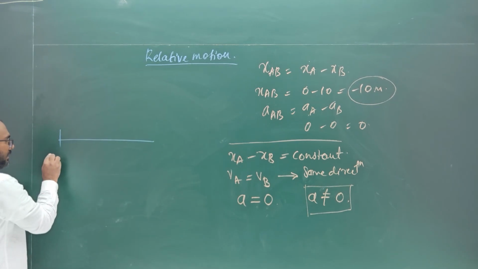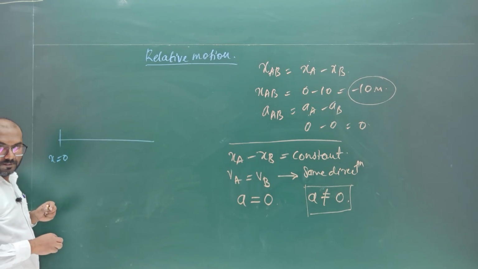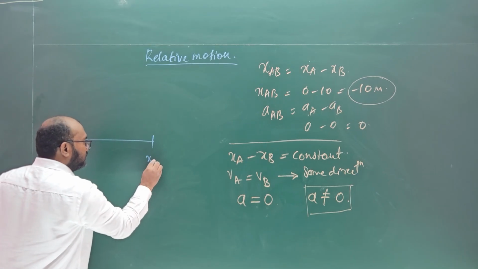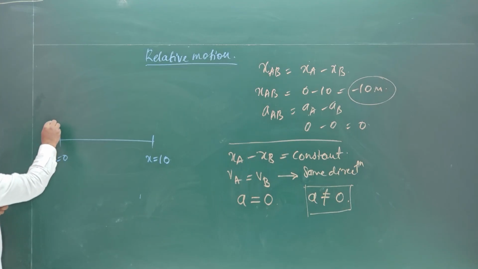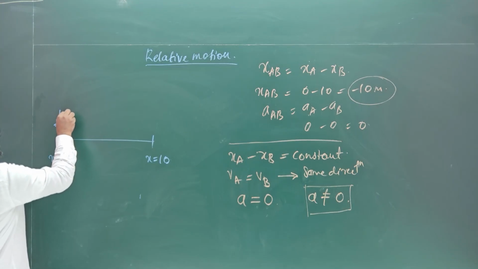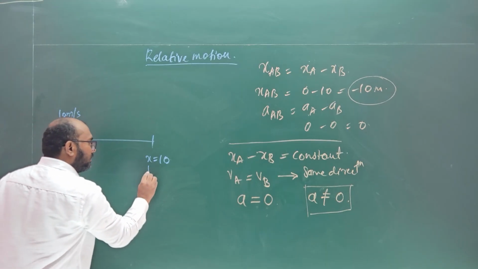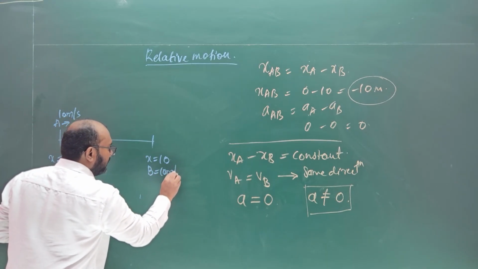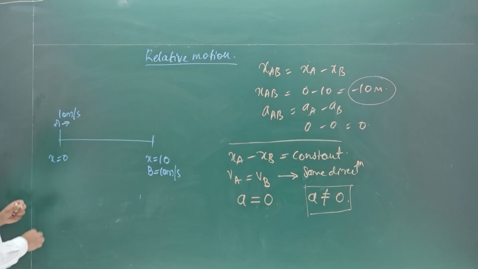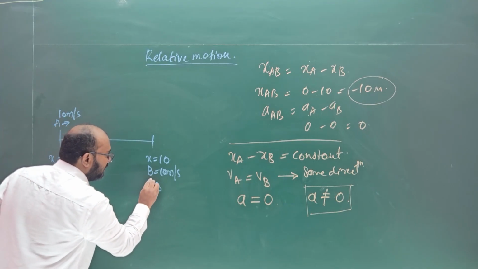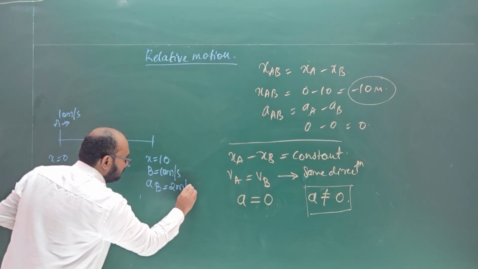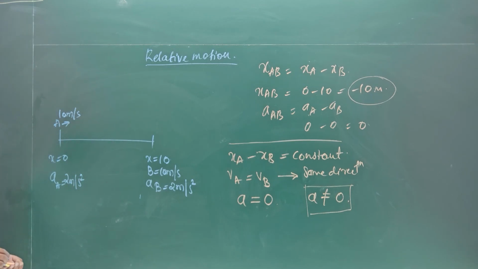Here is body A at x equals 0, and x equals, let it be 10. Body A has velocity in this direction, 10 meters per second. Body B also has the velocity 10 meters per second. Let body A have acceleration 2 meters per square second, and body B also have the acceleration of 2 meters per square second. Okay, now listen to me.